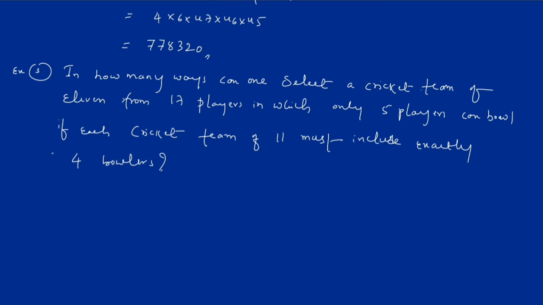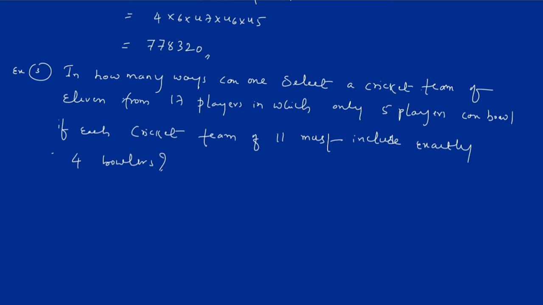So the question is, in how many ways can one select a cricket team of 11 from 17 players? Total we have 17 players, out of which we have to select 11 members, 17 players in which only 5 players can bowl. If each cricket team of 11 must include exactly 4 bowlers, right? So in how many ways can we select a team?